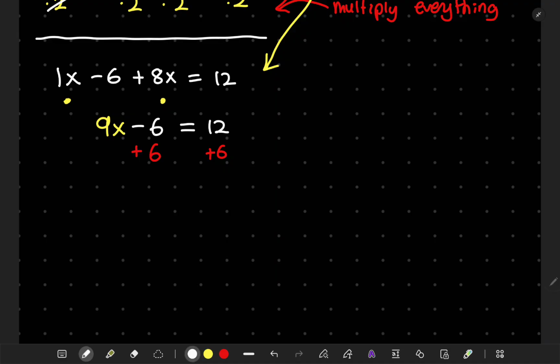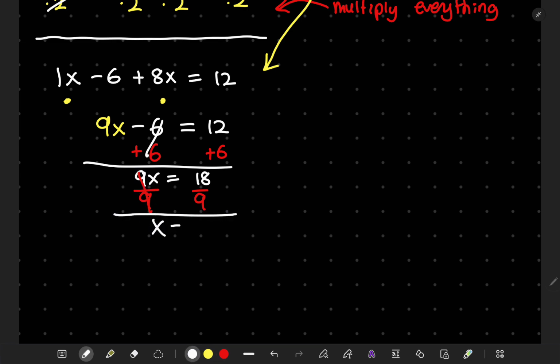I add it to both sides, the 6's cancel out, giving us 9x equals 18. That's 12 plus 6. I want to get rid of the 9, so I divide both sides by 9. The 9's cancel out, giving us x equals 18 divided by 9, which is 2.